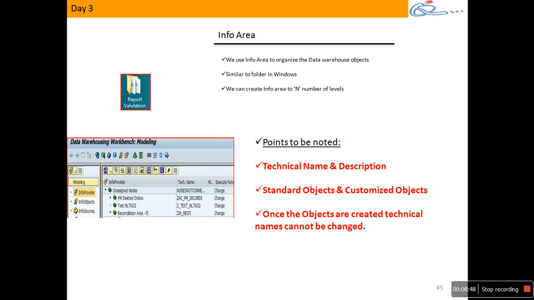Why do we use a folder in Windows? We use folders to organize our files, right? Same way in BW I use info area to organize my objects. What are the BW objects I'm going to create, like cubes, DSOs, all this? I'm going to organize them like a folder by using info area.